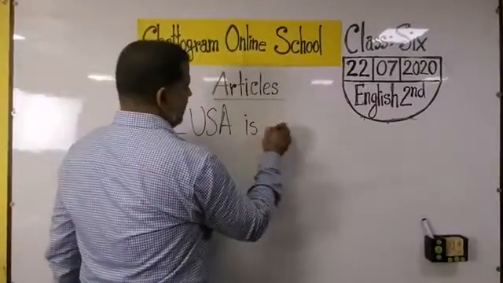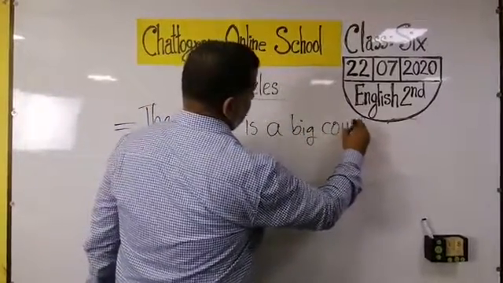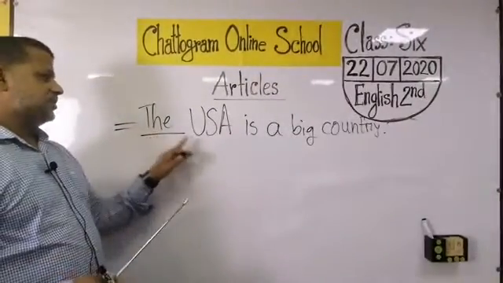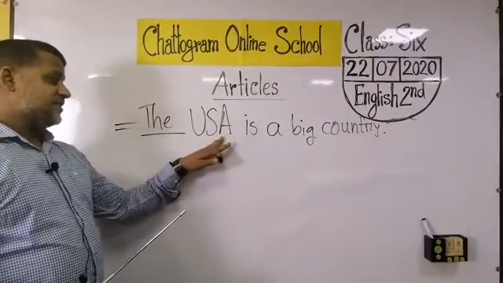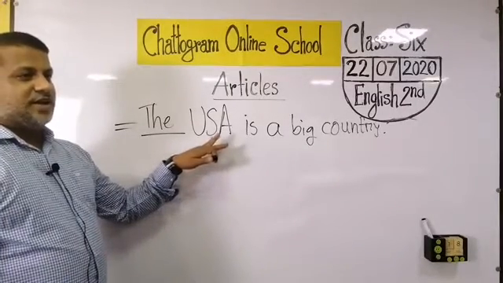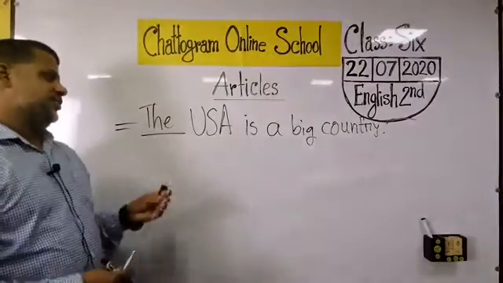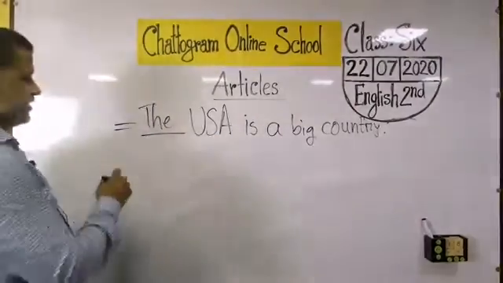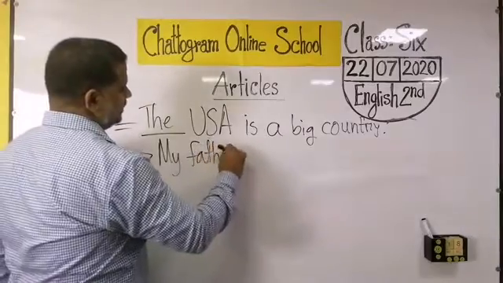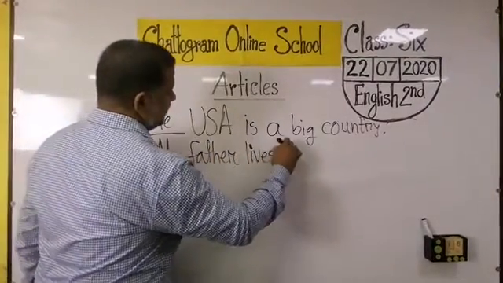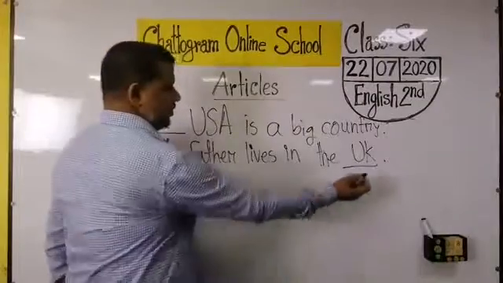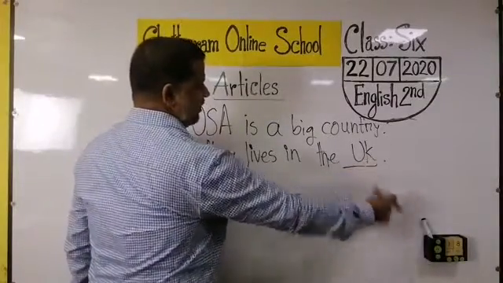The USA is a big country. Why did we use "the" here? USA is the name of a country, a geographical place. Especially it is an abbreviation, so we should use "the" just before this kind of words. So you can see some other example also. My father lives in the UK. We use "the" just before UK because it is a geographically short name of a place.